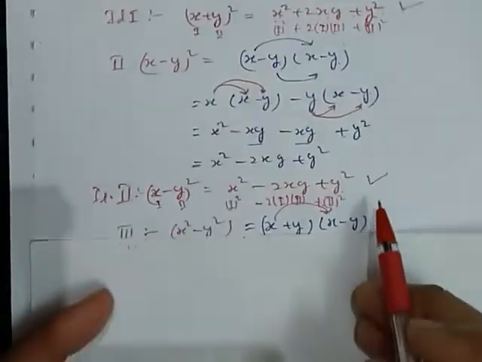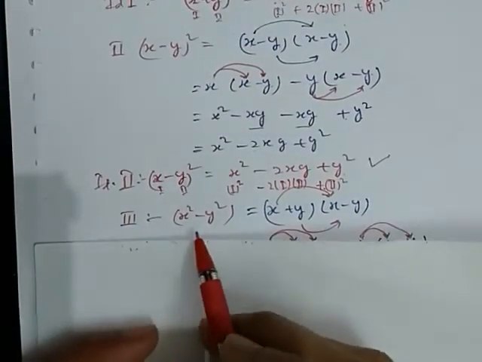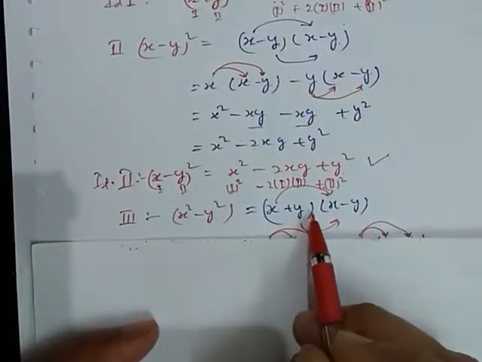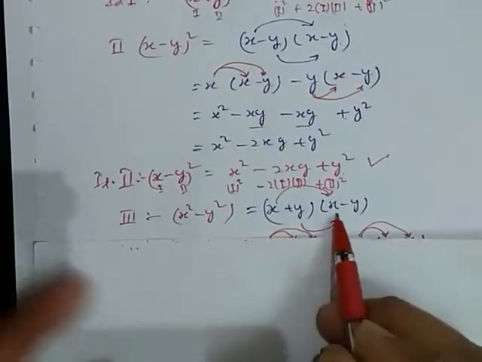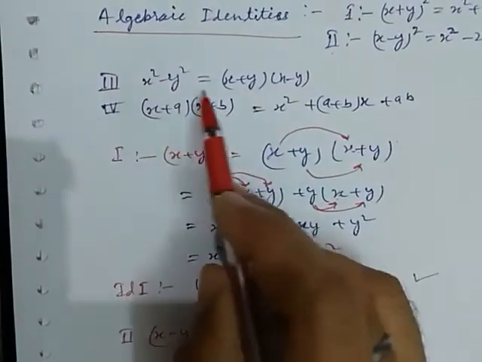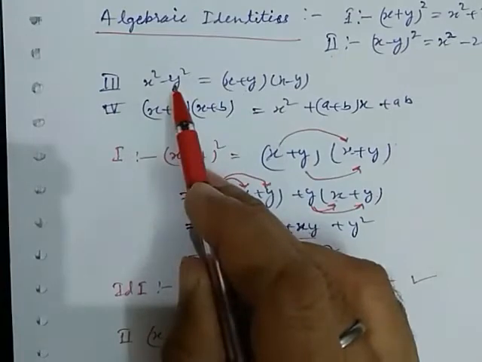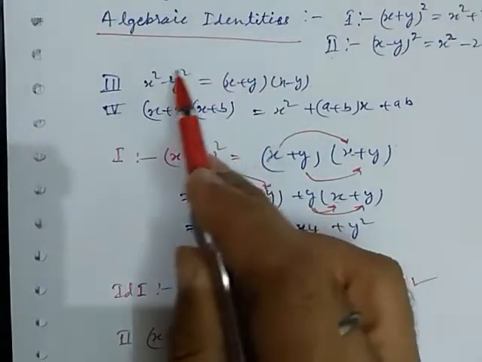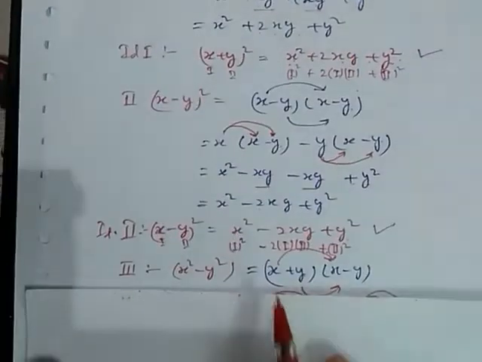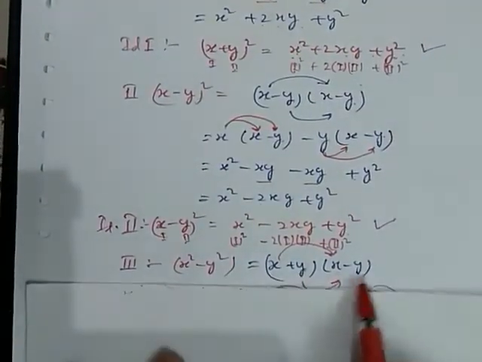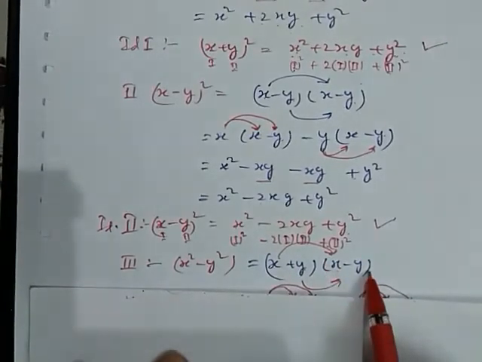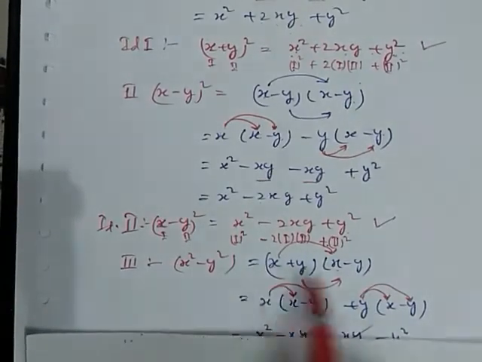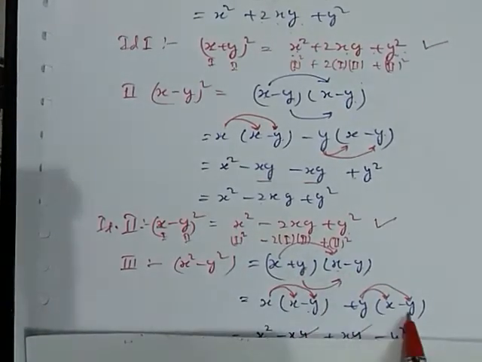Okay, now we take the third identity, x square minus y square. We can write this in this form, (x plus y)(x minus y). Why? Because initially this is our identity, x square minus y square equals (x plus y) into (x minus y). So we take this term and check whether this comes out or not. So here (x plus y) into (x minus y). Now multiply this x by x minus y and this y by x minus y. So x into (x minus y), y into (x minus y).